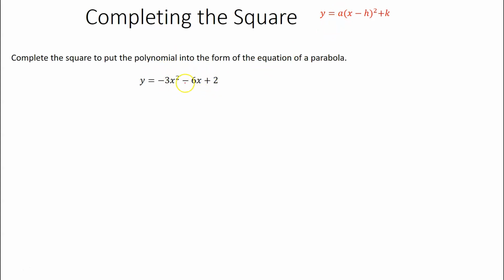The process goes like this. First of all, if you've got a number in front of your x squared term that's anything but a 1, you're going to have to factor.